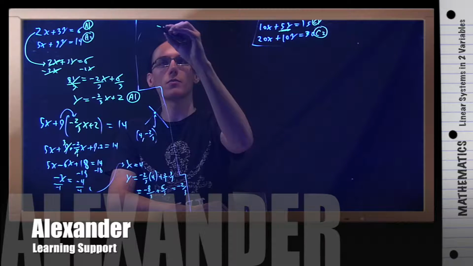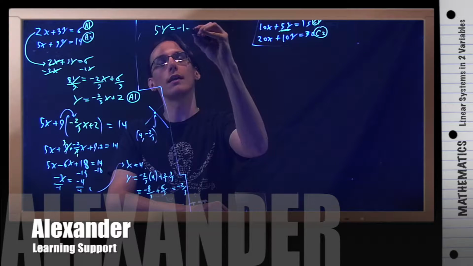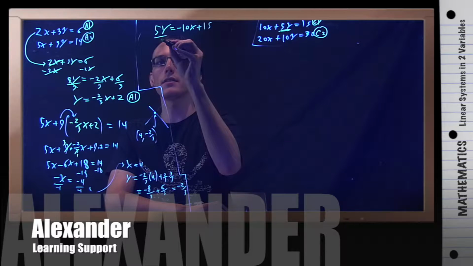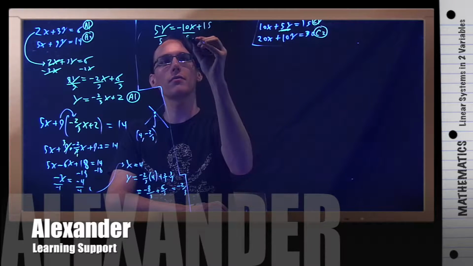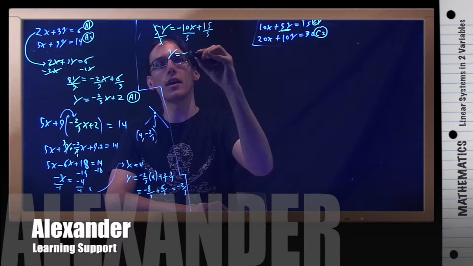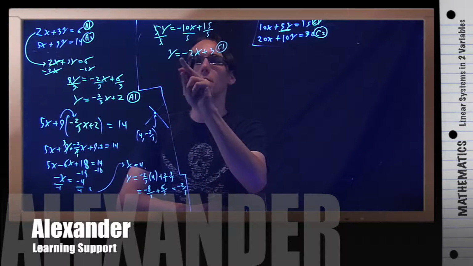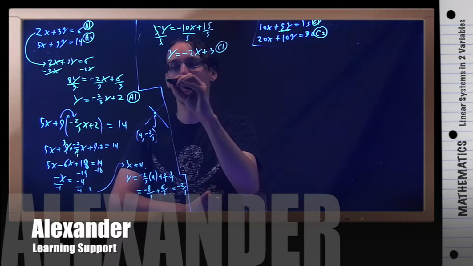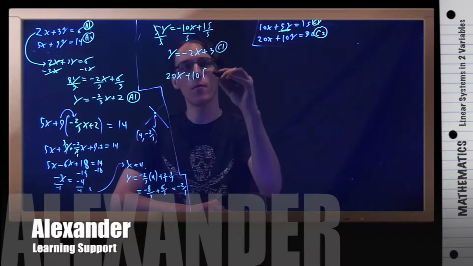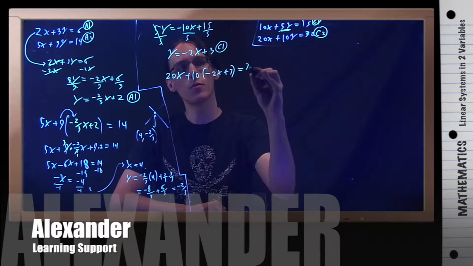So to do so, I'll subtract the 10x from both sides. So I get that 5y is equal to negative 10x plus 15. And then to get y by itself, I divide everything through by 5. And so I get y is equal to negative 2x plus 3. Again, that's from equation C1, and I'm going to plug that into equation C2. And so I have 20x plus 10 times my y here, which is negative 2x plus 3. And that should equal 30.